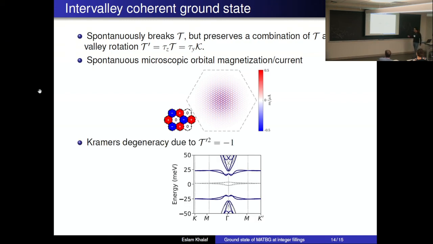And actually, one of the consequences of this Kramers degeneracy can be seen clearly in the spectrum. If you compute the self-consistent Hartree-Fock spectrum, you'll find that there is a degeneracy at the gamma point and at the endpoint of time reversal.